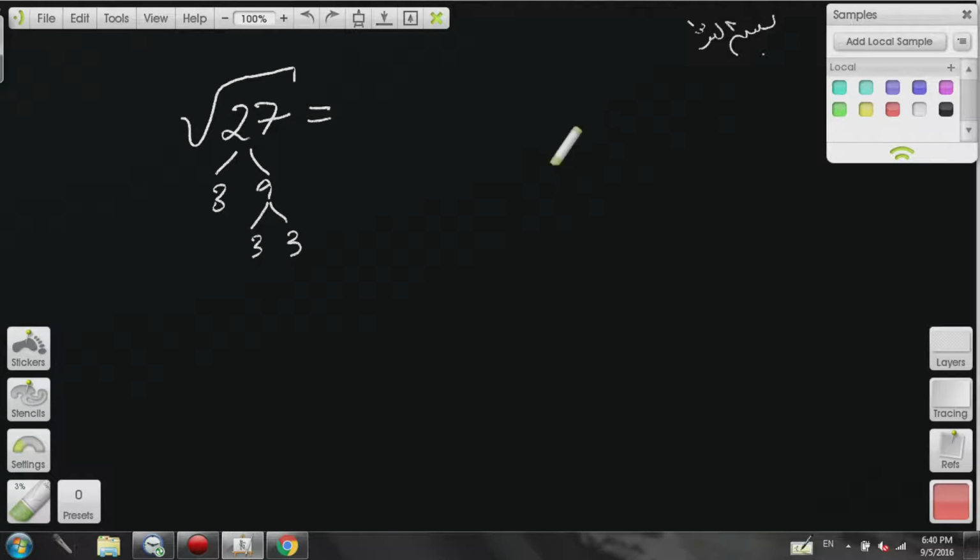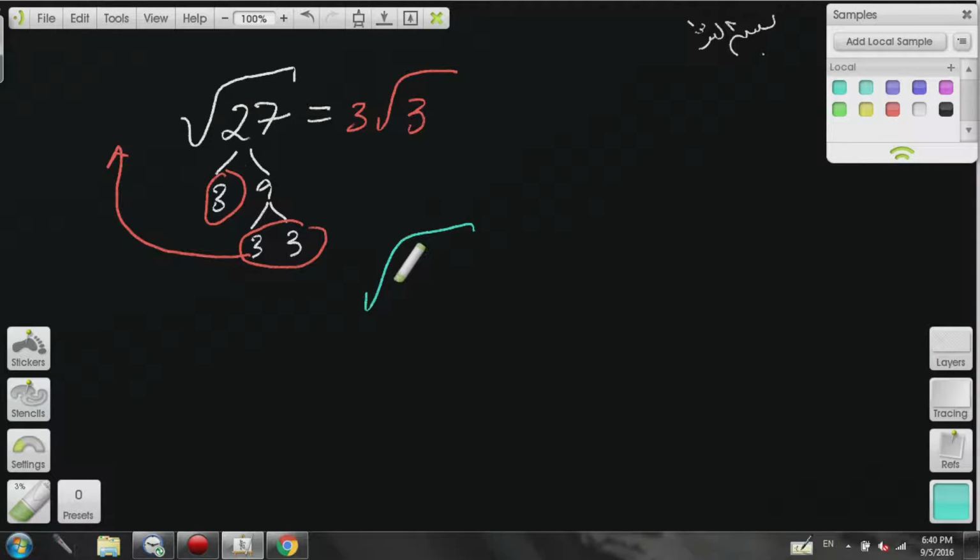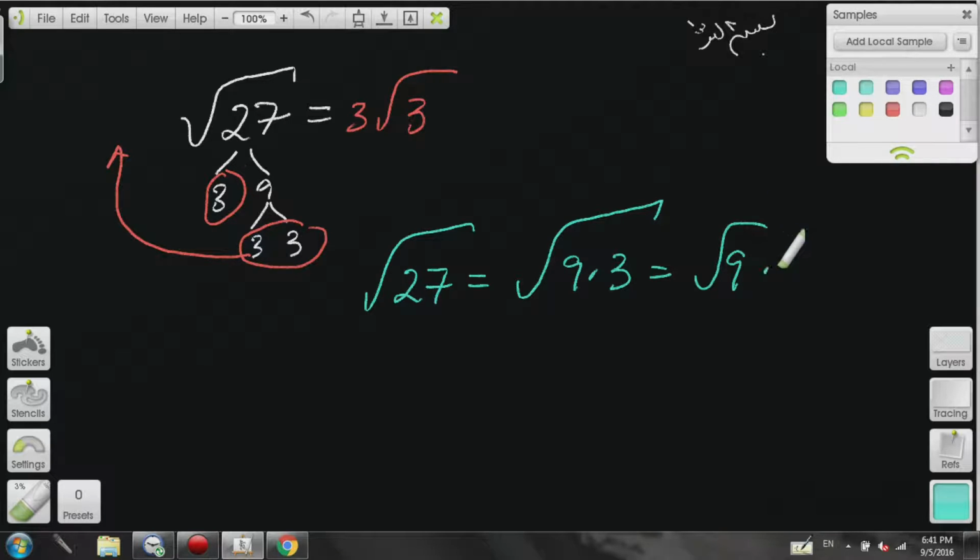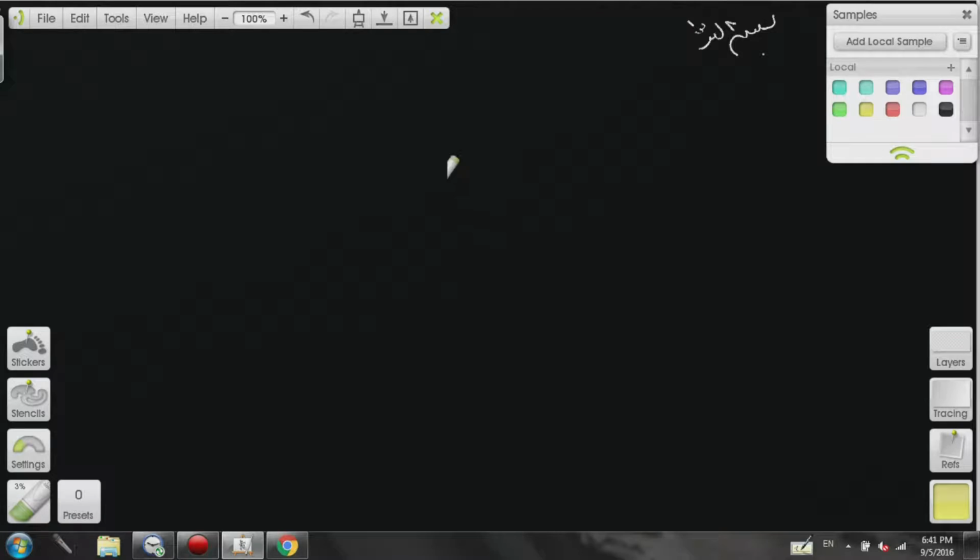So two of these will come out as 1, and this 3 will remain inside. So this 3 will be here, and this 3 will be inside like this. So the square root of 27 is 3 square root of 3. Another way of doing that is the square root of 27 is square root of 9 times 3, and this is square root of 9 times square root of 3. Square root of 9 is 3, and the square root of 3 like this. Okay? Let's do another example.